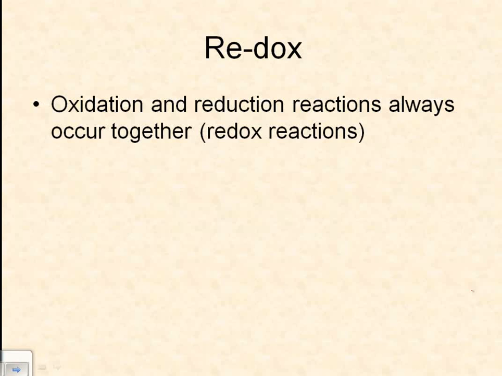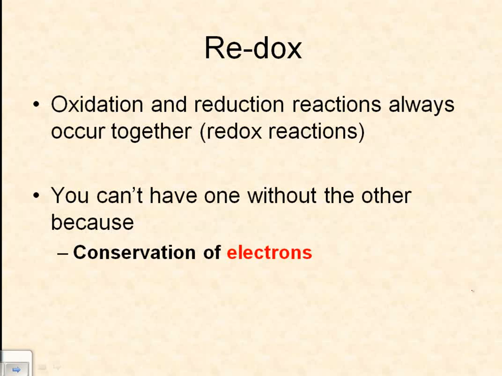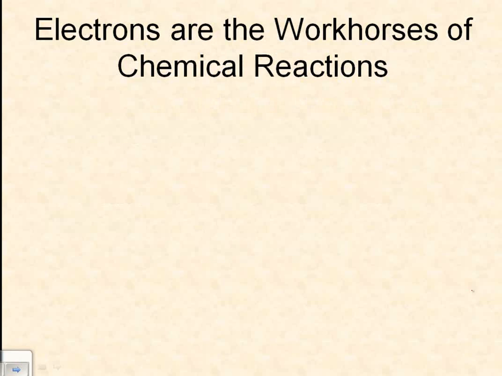So it's important to remember that oxidation and reduction reactions always occur together. You can't have one without having the other, which is why we call them redox. They're both reduction and oxidation together. And you can't have them without each other. And that's because we end up with a conservation of electrons, where we're balancing electrons. Electrons lost equal electrons gained. So loss and gain occur at the same time, so oxidation and reduction occur at the same time.